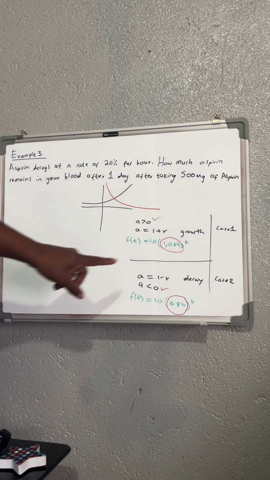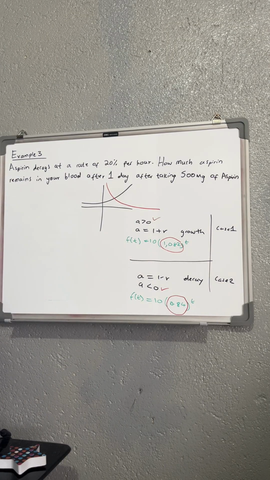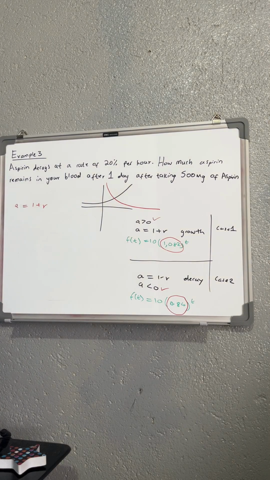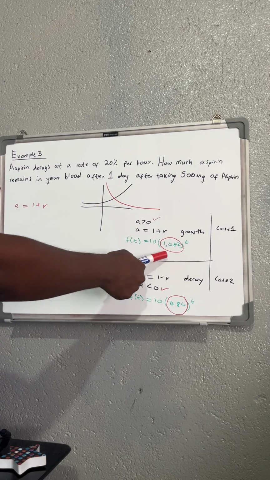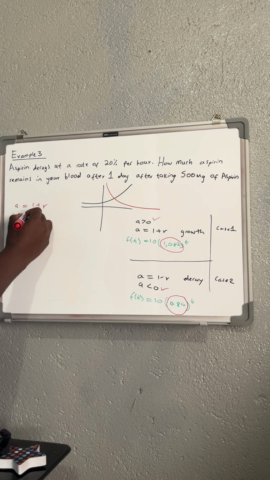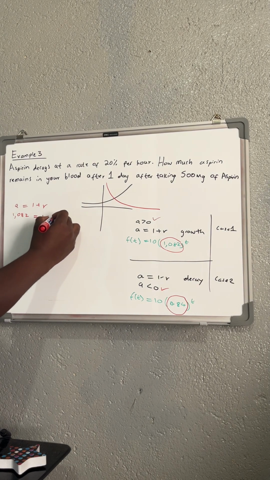So if they ask you to find the exponential growth rate for that one, you will write, you have your a is equal to 1 plus your r. So now you start with the value that you have internally. What is that value? Your a, it's your 1.082 equals 1 plus your r.